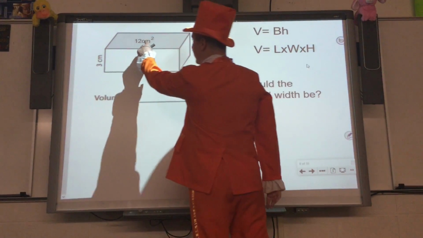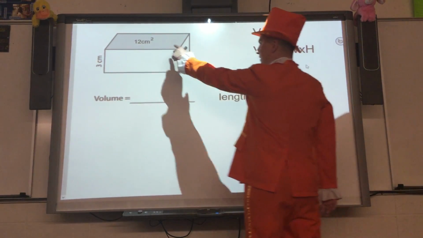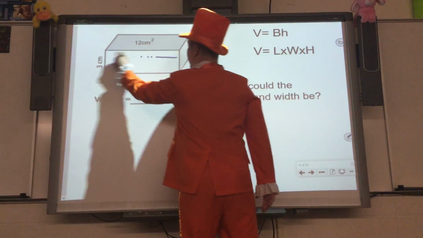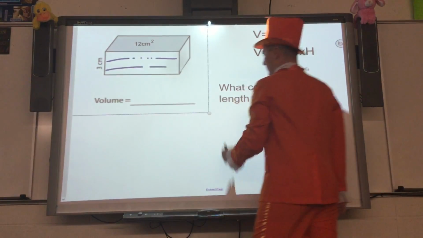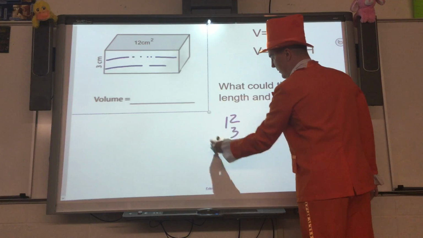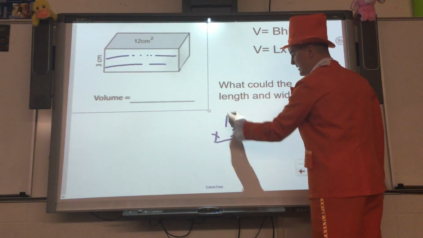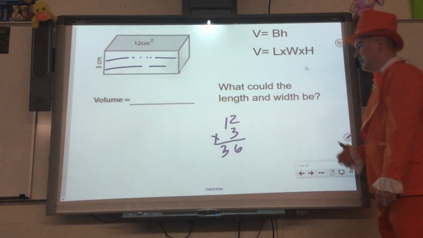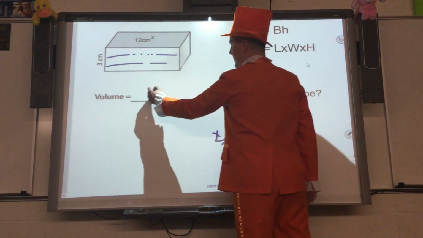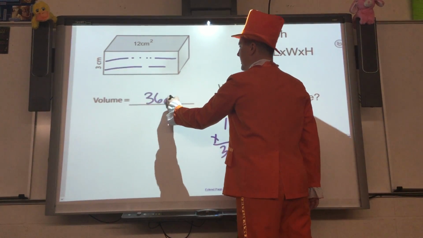Well, in this case, it's a 12 by 3. That's saying there's 12, and I have 3 layers of 12. Well, if I go 12 times 3, and some of you can mentally do it in your head, I get 36. My volume is going to be 36. They have it in centimeters. 36 centimeters, and it's cubed.